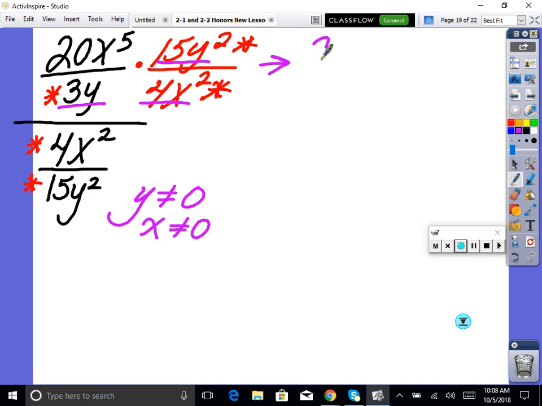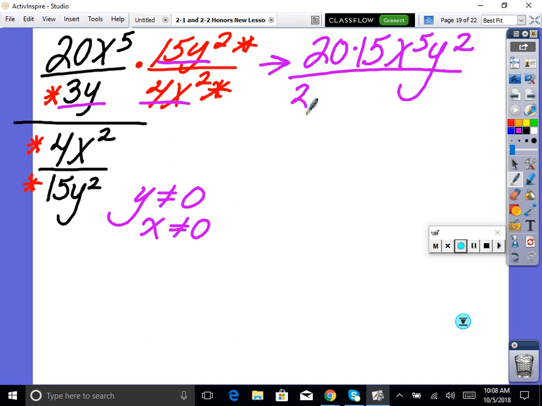Same steps. You have a 20 times 15, and then I have an x to the 5th, and then I have a y squared. That's all on top. And then on bottom I have a 3 and a 4, 3 times 4. Then it looks like I have a y, and it looks like I have an x squared. Do you agree? Yeah. We've already restricted, so we're good.